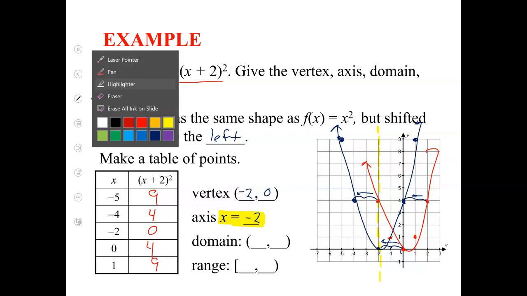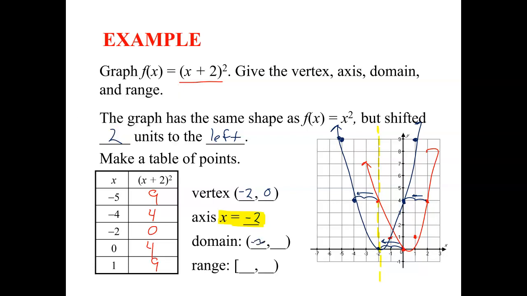Domain. Always, always, always, always. Every single polynomial has that domain. Every single one. Range. Notice there was no change from our parent function's range because we didn't move up or down at all. So the range won't change.